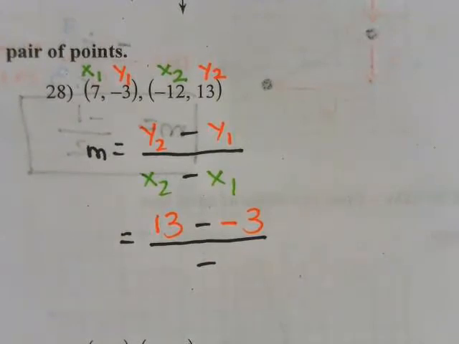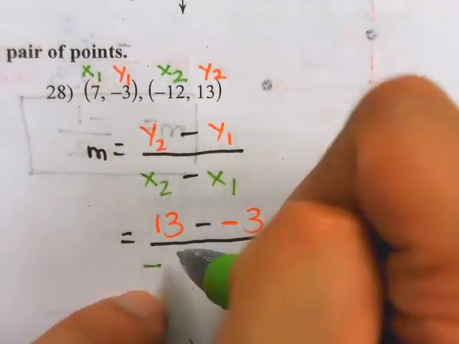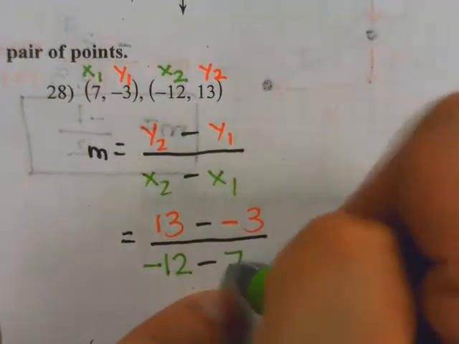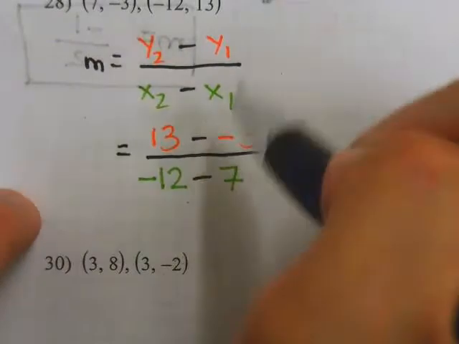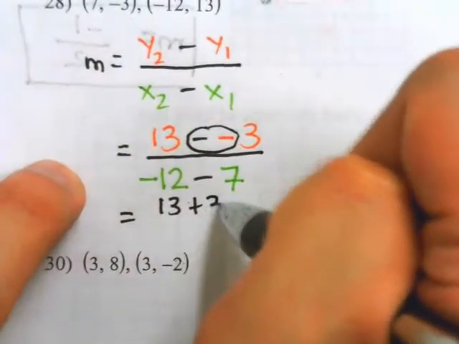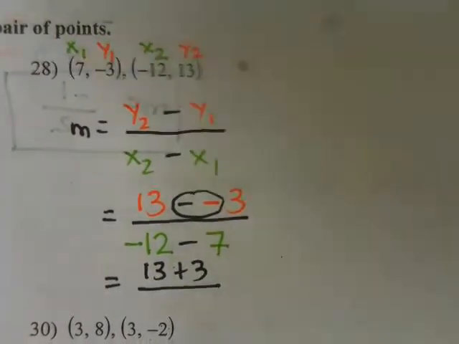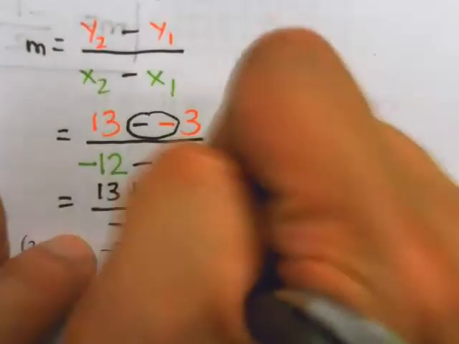We're going to change it a little bit. x2 is negative 12 minus x1, 7. In your previous formal mathematical education, a minus negative turns into positive. 13 plus 3. Yes. And then can someone do the bottom, negative 12 minus 7? What is that? Negative 19. Thank you.